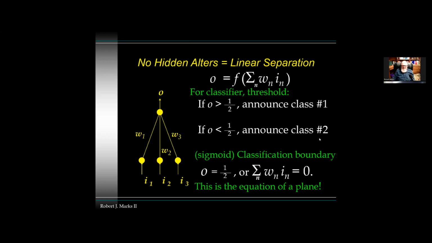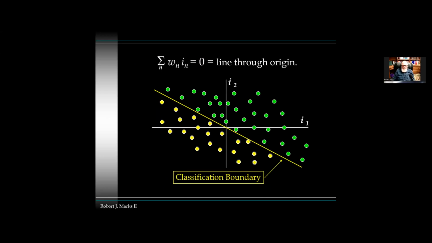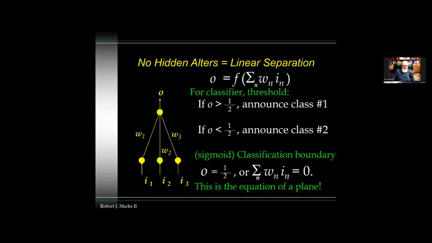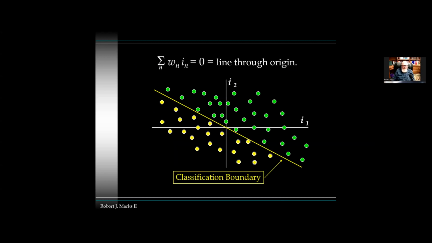But the thing is, this is the equation of a plane. This is not good. So what happens is this neural network right here has the inability to do very much. All it can do is separate data that is separated by, in 2 dimensions, a line, because this is an equation of a line. Not only that, it's a line going through the origin. And that's not very good, because that really limits the application of this simple perceptron.